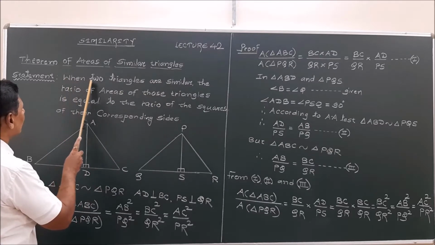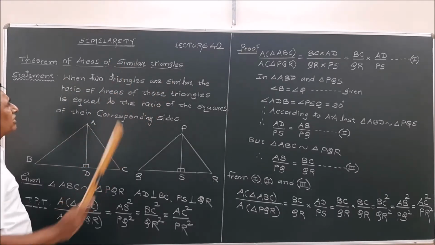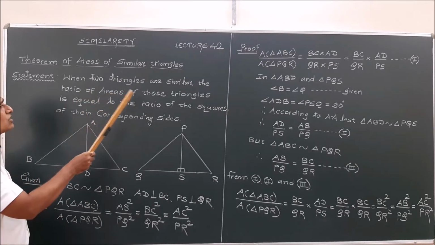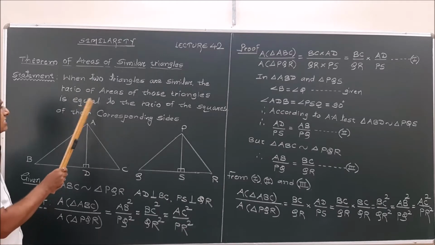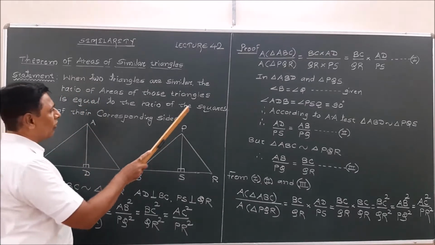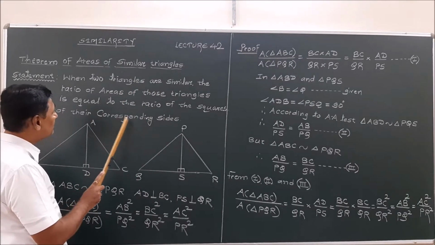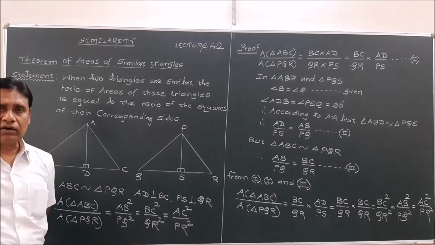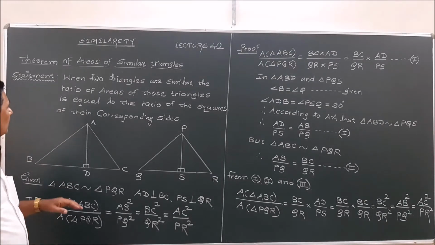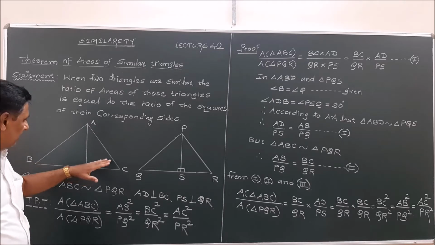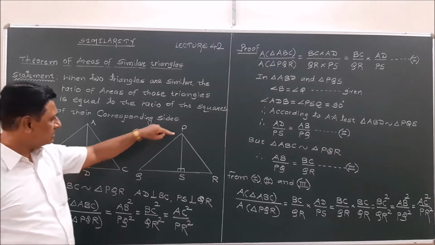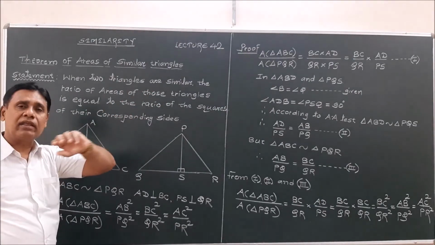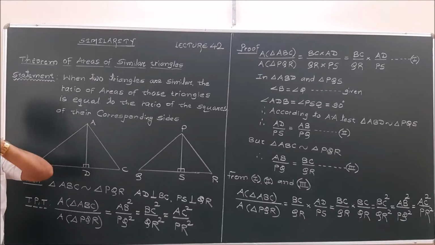See, this first line is very important: when two triangles are similar, the ratio of areas of those triangles is equal to the ratio of the squares of their, this is also very important, corresponding sides. So, dear students, two triangles are given, namely triangle ABC and triangle PQR. These are similar triangles. This is very important, that the triangles are similar.